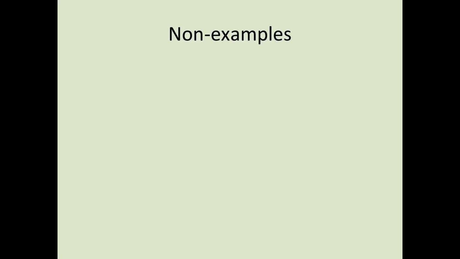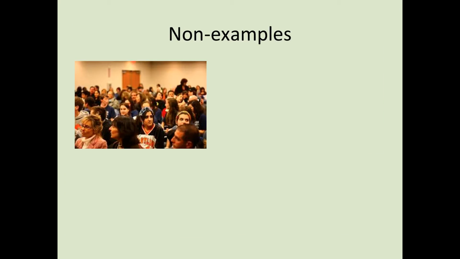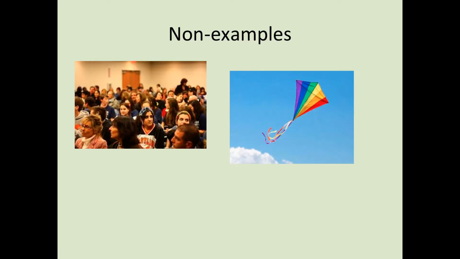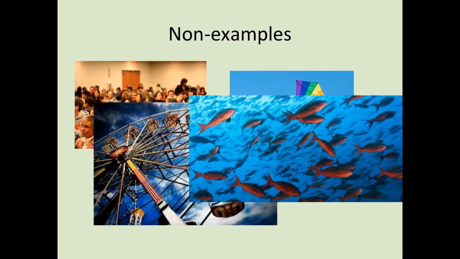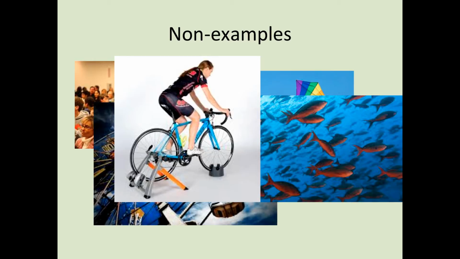Then we go to non-examples, and we might ask the students, is a room full of people, does this demonstrate transport? No. What about this kite? No. How about this Ferris wheel? Does this transport? No. How about a school of fish moving through the water? No. What about the woman on this bike? Is she able to transport? No.